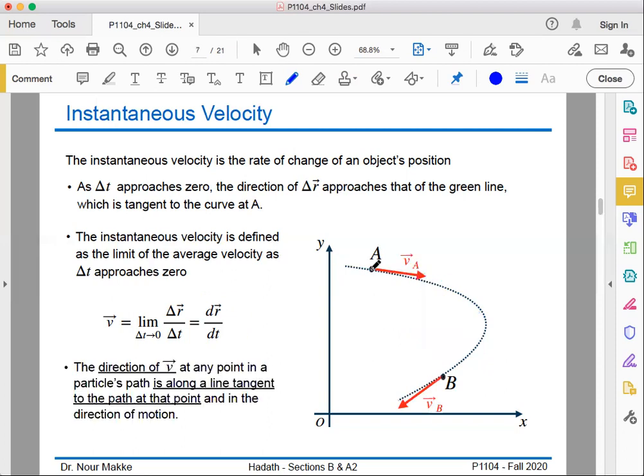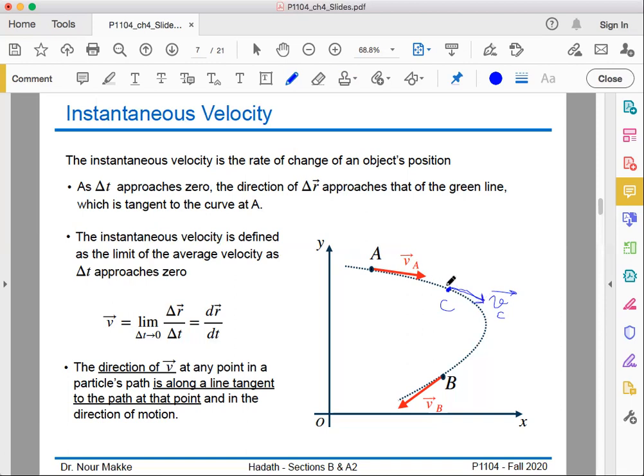And we are going to generalize this conclusion to say that if you take any point along this curve and you want to know what is the instantaneous velocity, all you need to do is draw a line tangent to the curve at that point. So let's call this point C. The line tangent to the curve at the point will be the instantaneous velocity v, and the direction in which you will draw this vector v is going to be in the same direction as the motion, right?